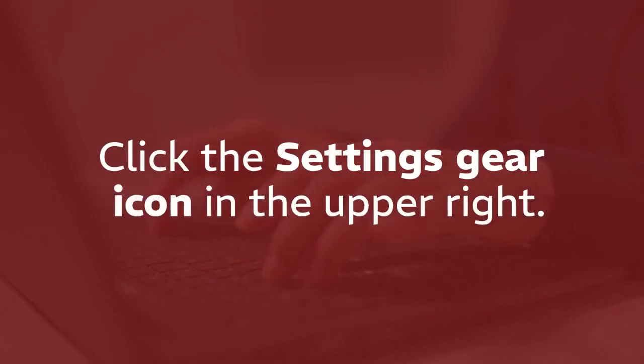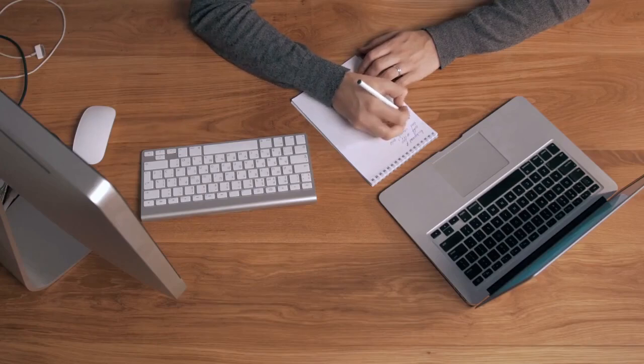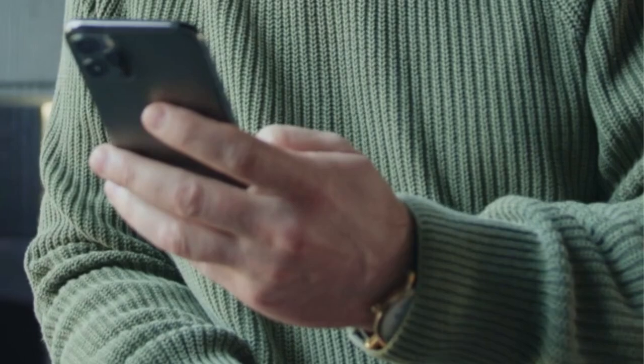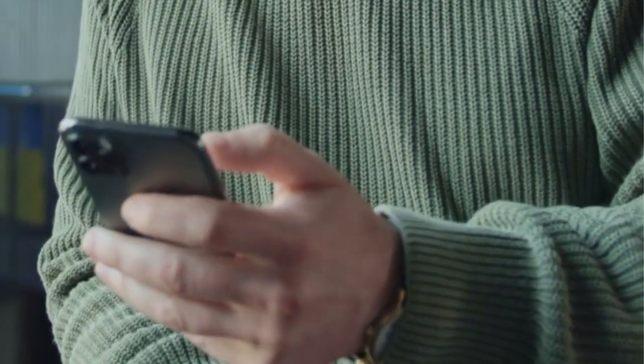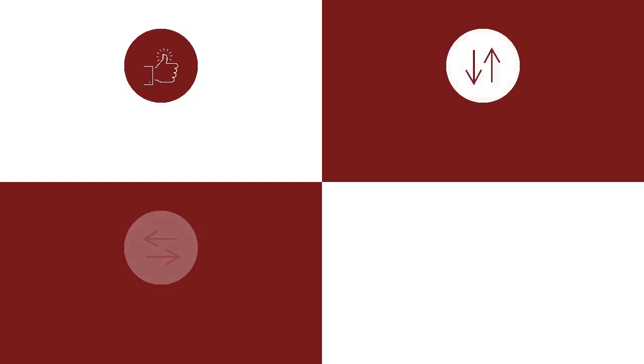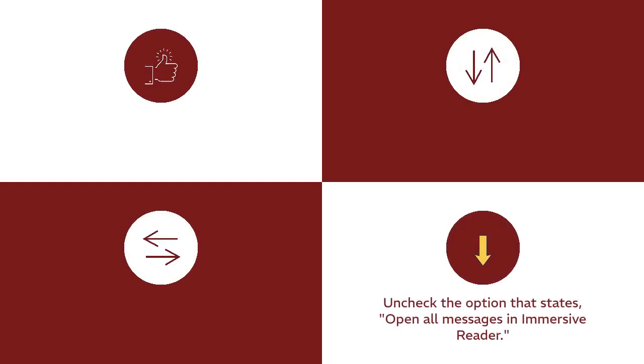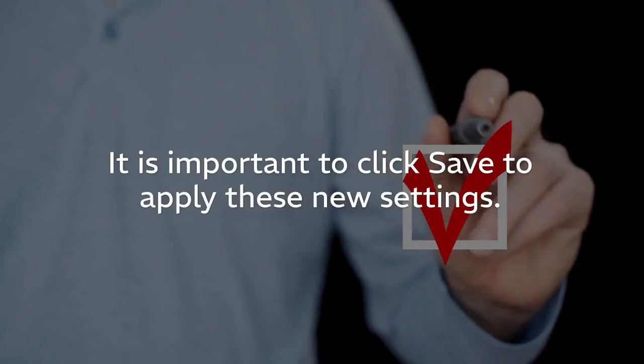If you use Outlook on the web, such as Outlook.com, click the Settings gear icon in the upper right. Select View All Outlook settings at the bottom. Proceed to Email, and then Message Handling. Scroll until you reach the Immersive Reader section. Uncheck the option that states Open All Messages in Immersive Reader. It is important to click Save to apply these new settings.